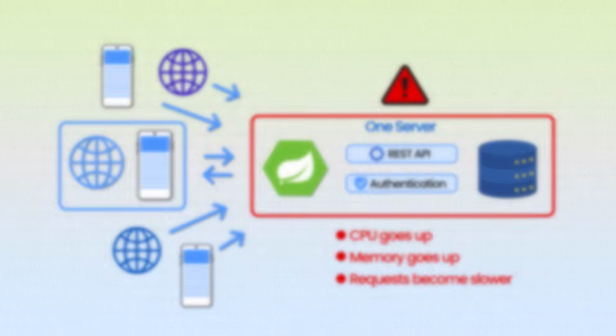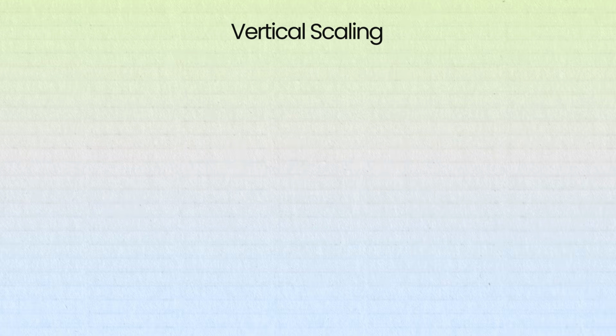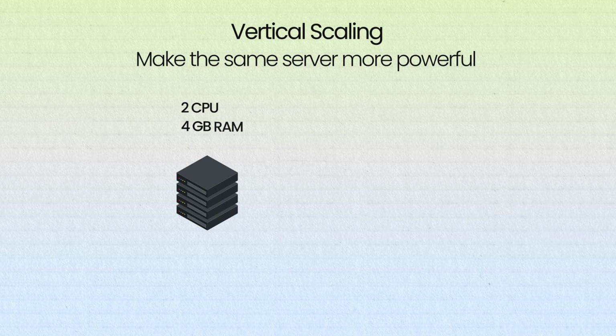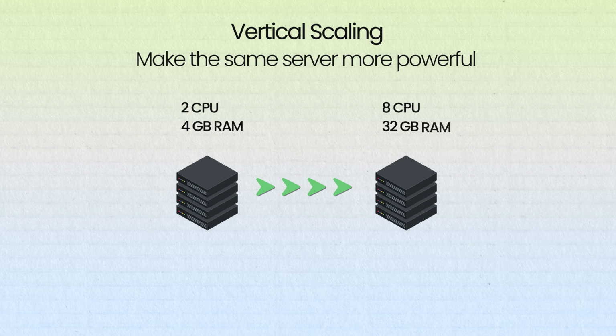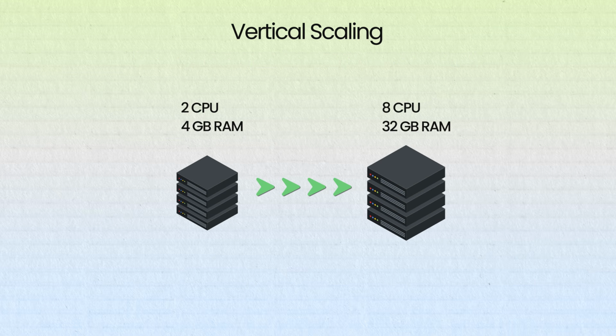There are two main options: vertical scaling or horizontal scaling. Vertical scaling means making the same server more powerful. So instead of using a server with 2 CPU cores and 4 GB RAM, you upgrade it to 8 CPU cores and 32 GB of RAM, or even more. You are not adding more servers, you are making one server stronger. That's why vertical scaling is also called scaling up.